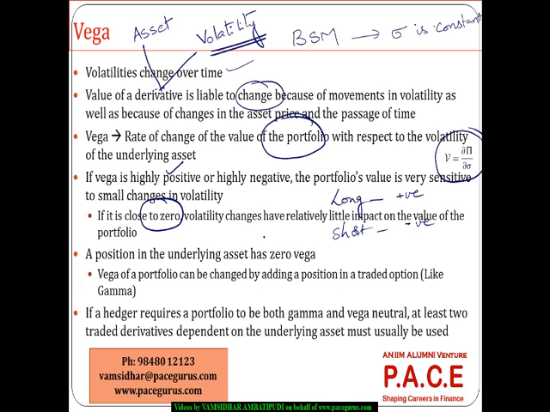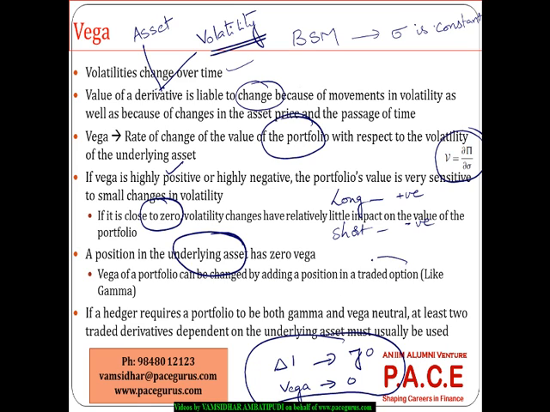Now, again, just like gamma, for an underlying asset, the vega is 0. For the underlying asset, because delta is 1, we said gamma is 0. And even the vega is 0 for the underlying asset. So we can't build a vega neutral portfolio with the underlying asset. Again, I have to build a vega neutral portfolio using options itself.